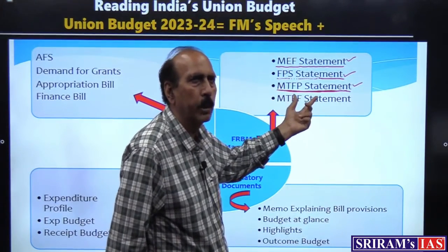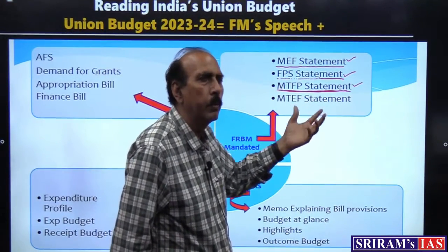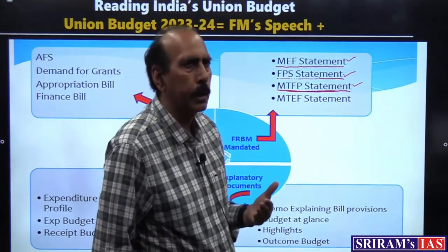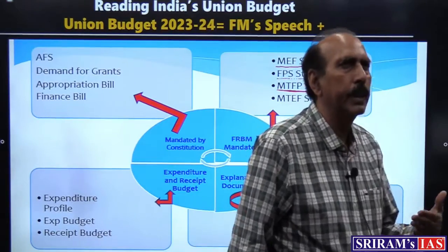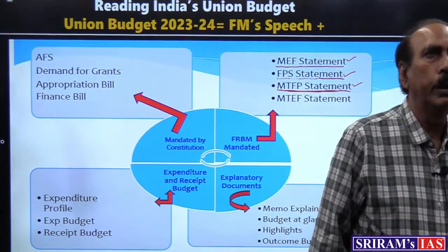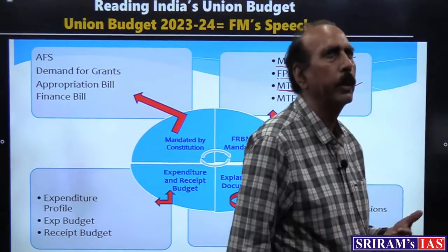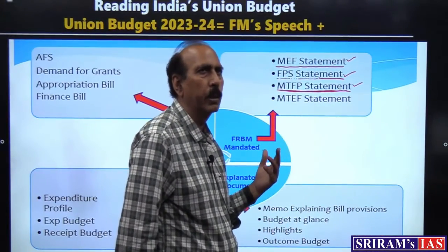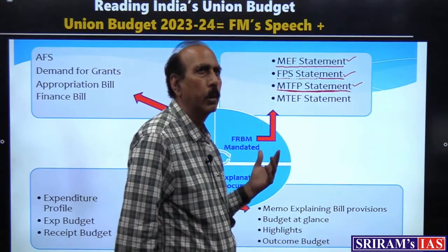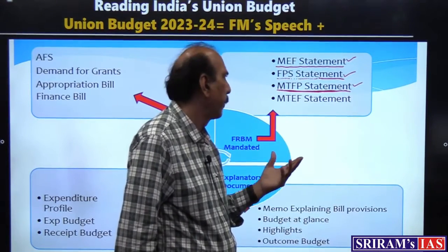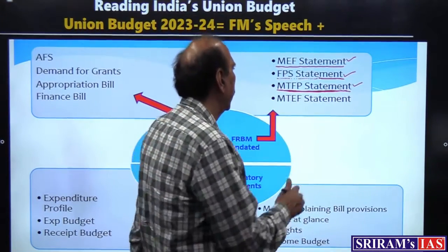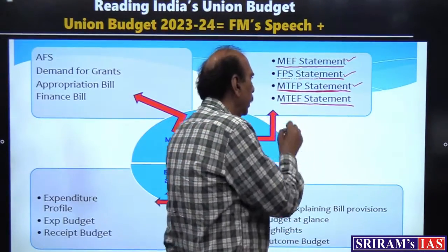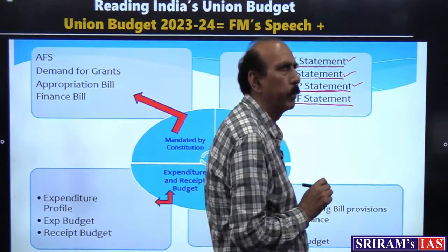Medium-term fiscal policy statement will give you the government's medium-term fiscal policy, not only for the current year but for the next immediate 2 years also. You will have the estimated or expected fiscal policy of the government for the next 2 years. Then the last statement, added only after 2011-12 onwards, is the medium-term expenditure framework statement.